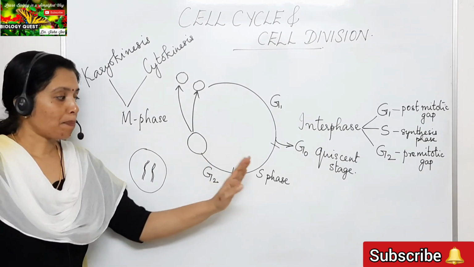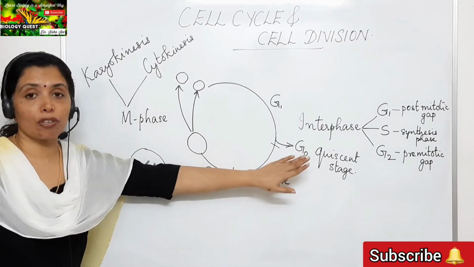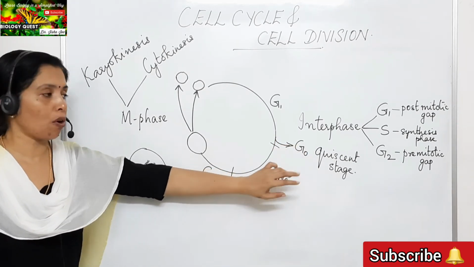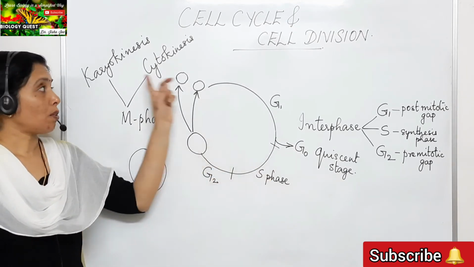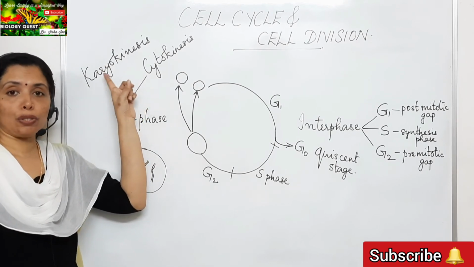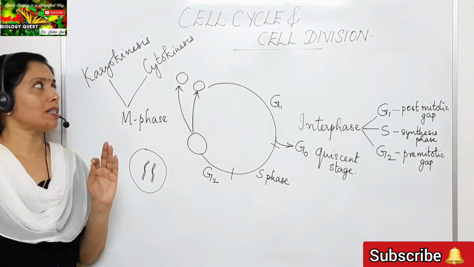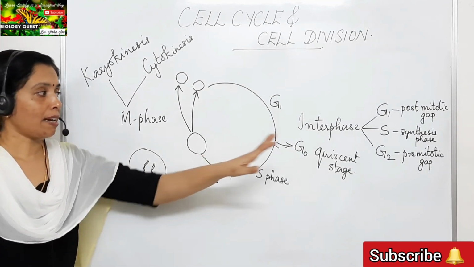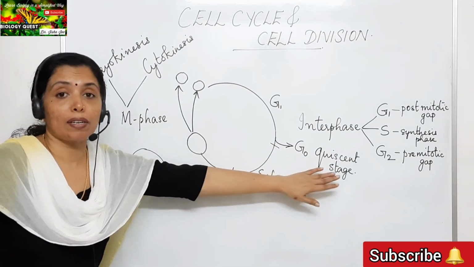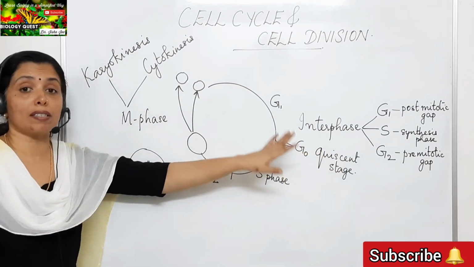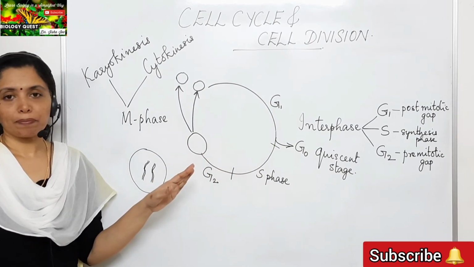Okay, what happens during the S phase? Duplication of DNA or replication of DNA is a unique feature of S phase, the synthesis phase. Karyokinesis is the division of the nucleus, and cytokinesis refers to the division of cytoplasm. And we have also discussed the G0 phase, which is otherwise called the quiescent stage, which occurs in cells which do not undergo further division.